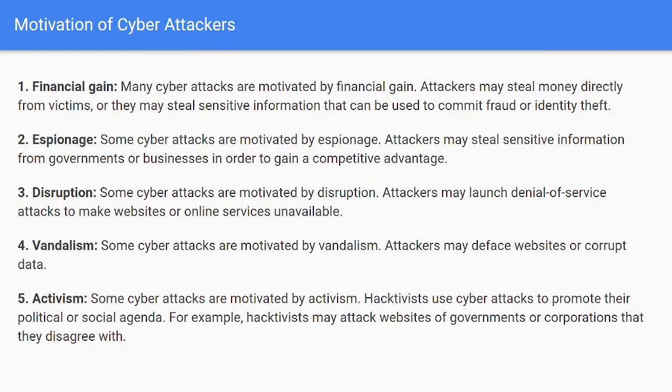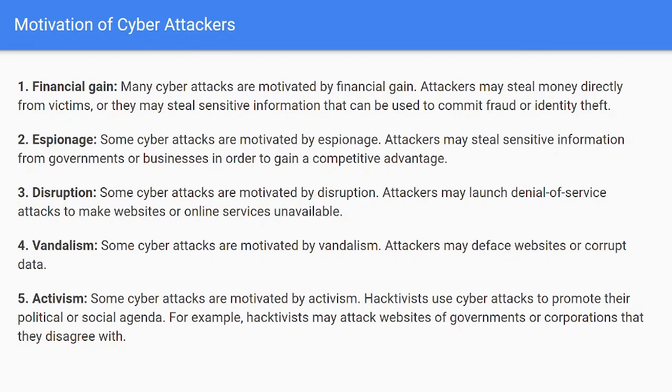Then we have disruption. So some cyber attacks are motivated by disruption. Basically they just want to cause trouble. Some people, their own is just trouble I'm looking for. They just want to disrupt service, and they don't necessarily have any other motivation. They are annoyed with the world and decide that okay, I'm going to cause trouble. So basically what is motivating them is just disruption, causing denial of service, making things unavailable.